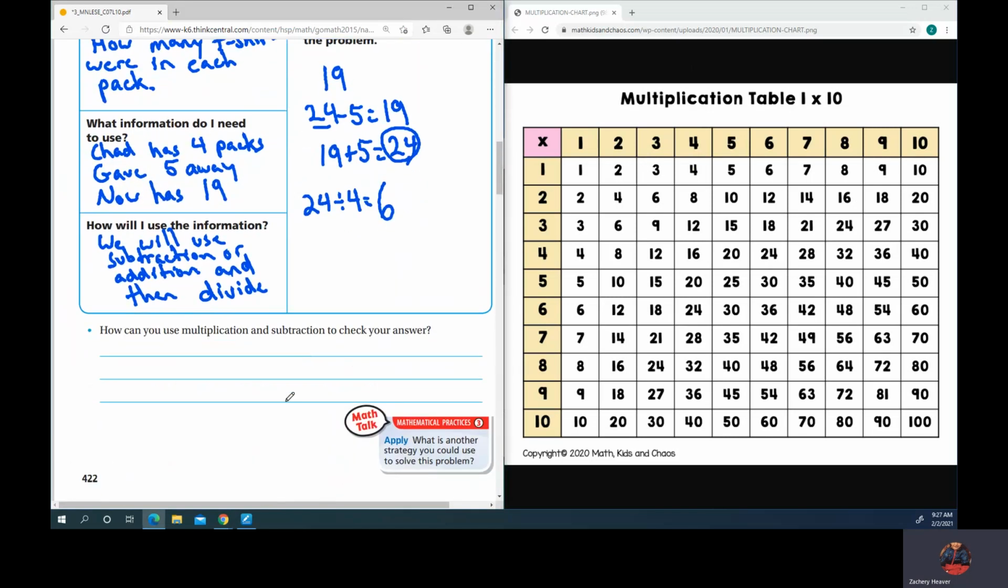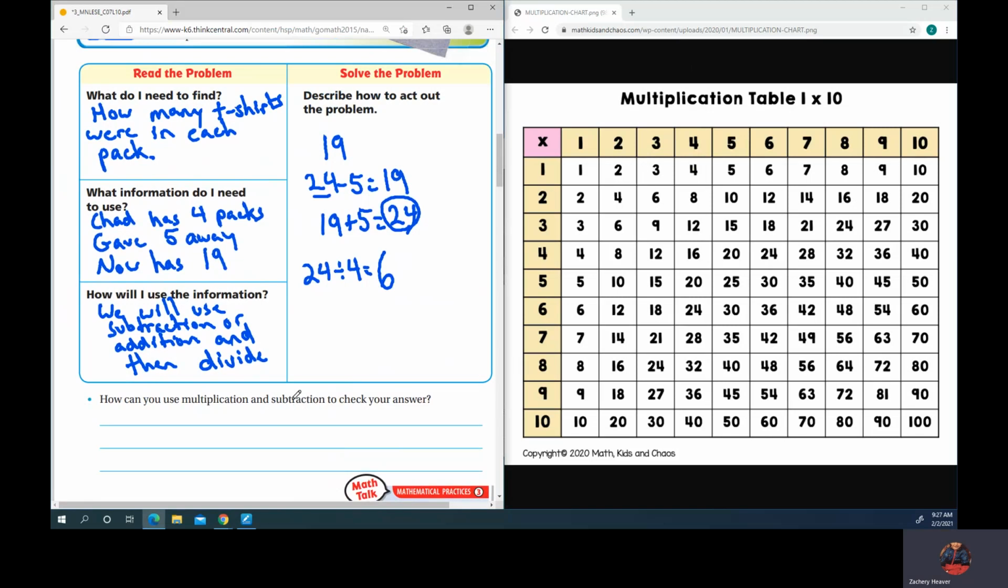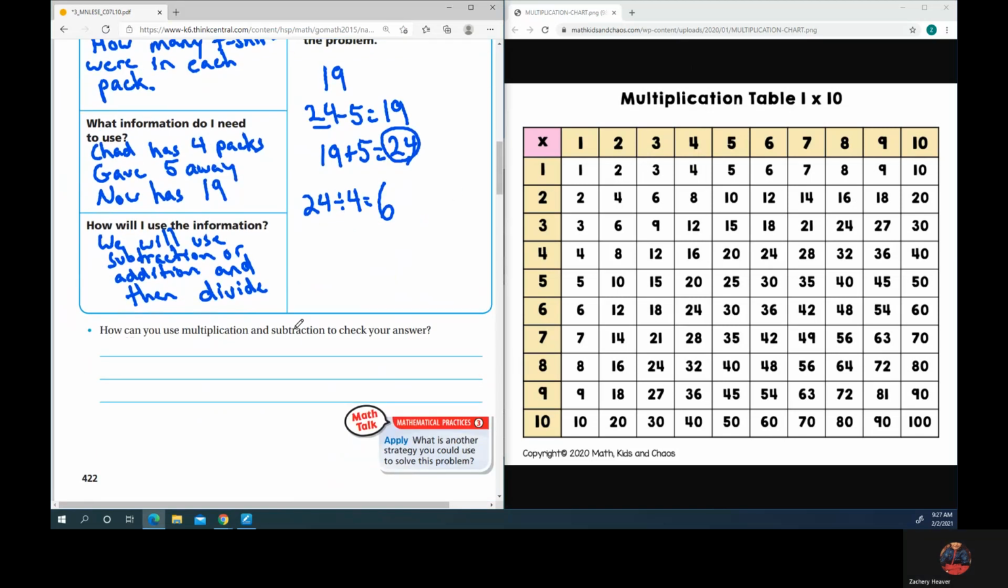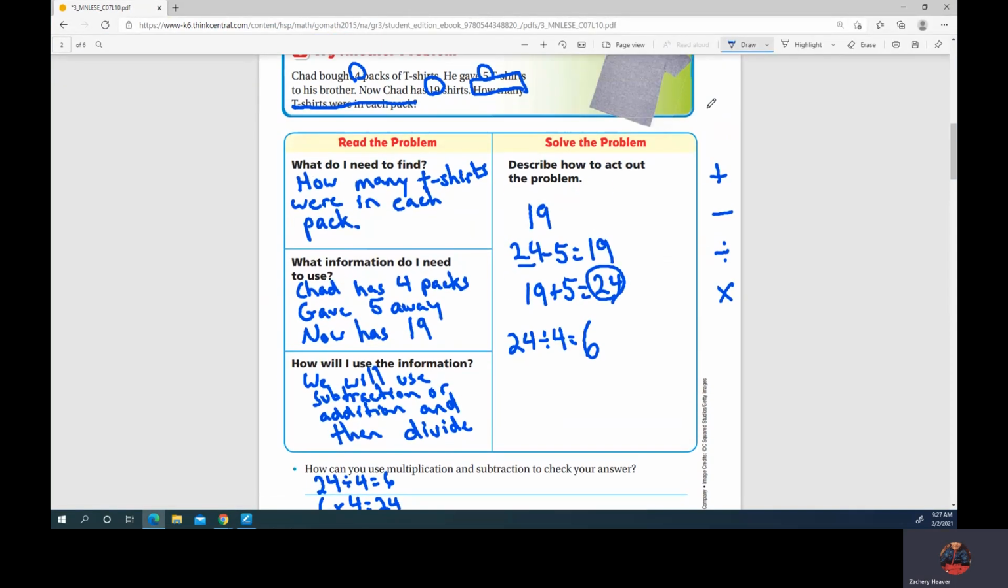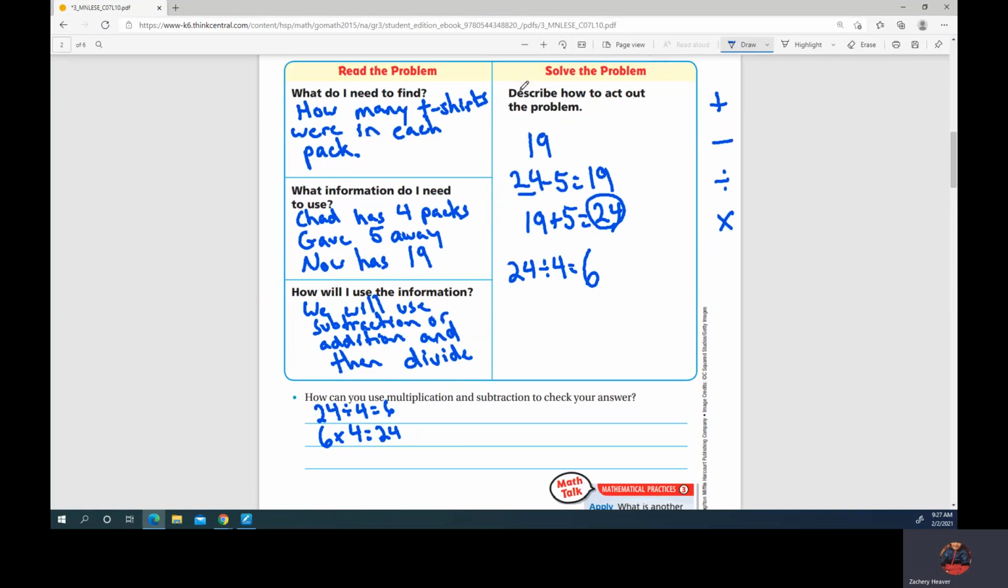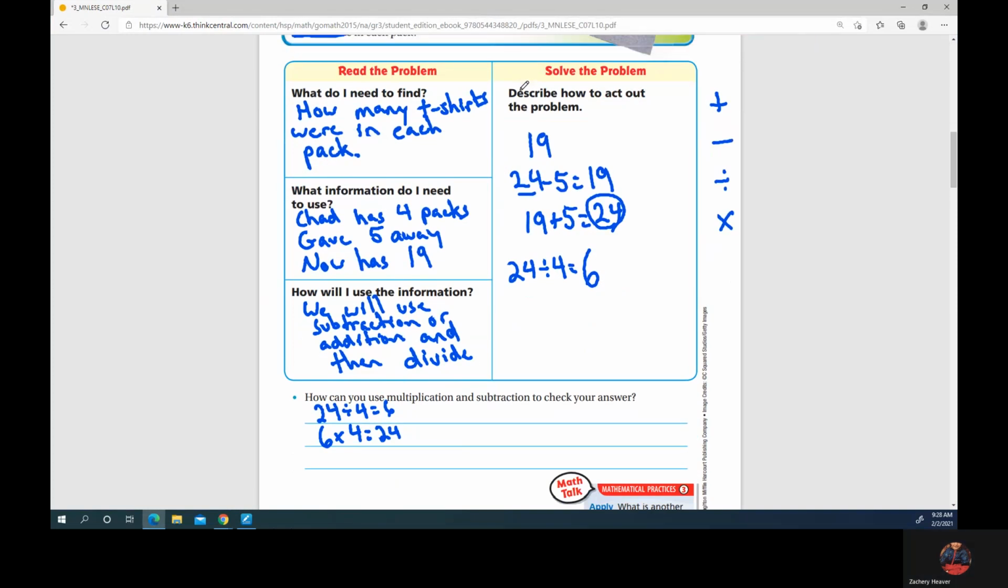So how can we use multiplication and subtraction to find your answer? Well, we already did the subtraction up here. Multiplication, we know if 24 divided by 4 equals 6, then 6 times 4 will equal 24. And let's see if that's right. Go to 6, count down 4. 1, 2, 3, 4. There it is. Just like that. And let me make this bigger again. If you need to pause right here to get this all copied down, you can. I'm going to continue on, okay?